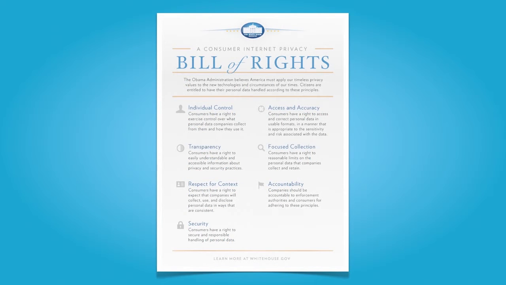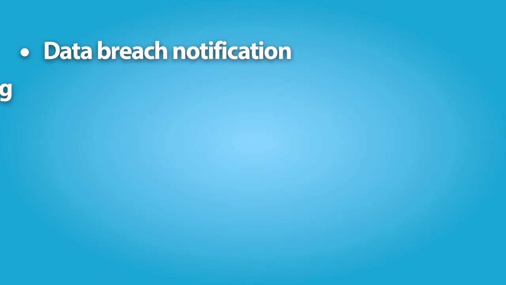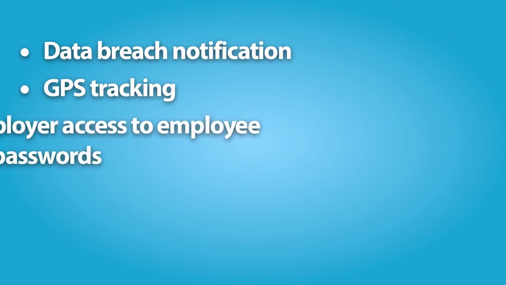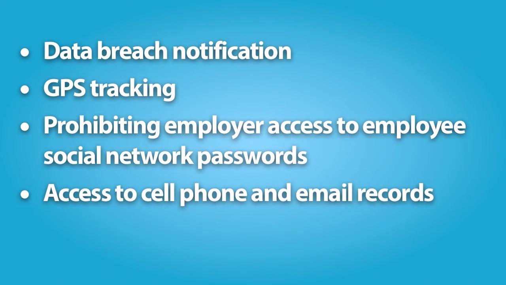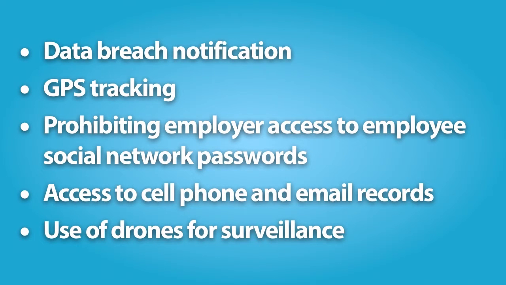President Obama, in February of 2012, issued a Consumer Privacy Bill of Rights, which focuses on transparency, context, security, access and accuracy, and accountability. Several states, most notably California, have been active in privacy regulation in such areas as data breach notification, GPS tracking, prohibiting employer access to employee social network passwords, access to cell phones and email records, and use of drones for surveillance.